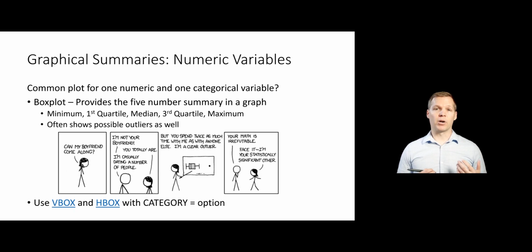How we do this, we're going to use the PROC SGPLOT procedure just like we did, but now we're going to use VBox or HBox to create either a horizontal box plot or a vertical box plot. Just like we saw with the bar plots, we're going to be able to use an option that allows us to have multiple ones of these for different categorical variables. So we'll have a category equal option here.